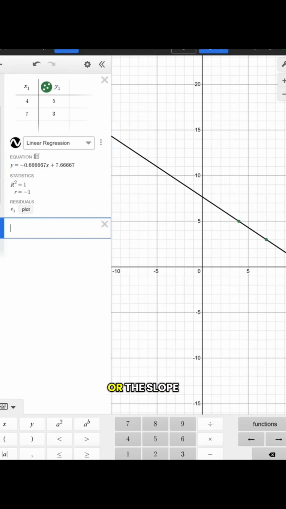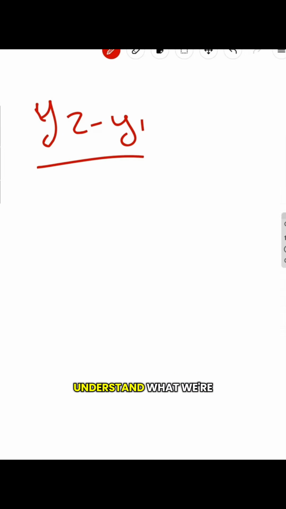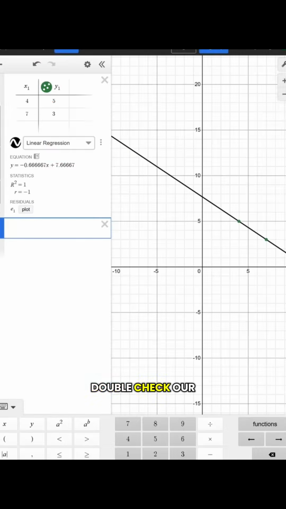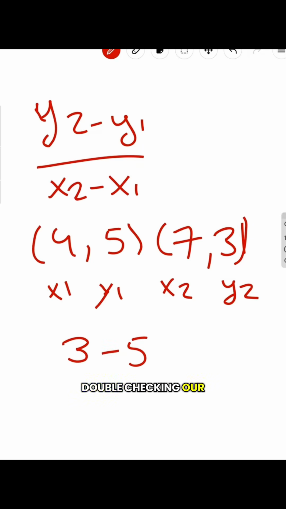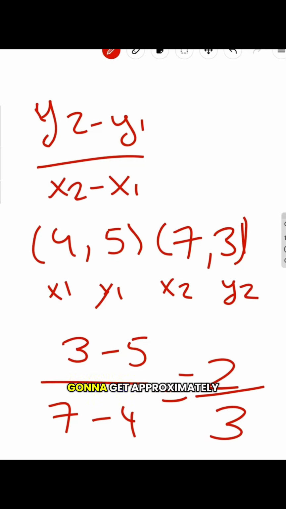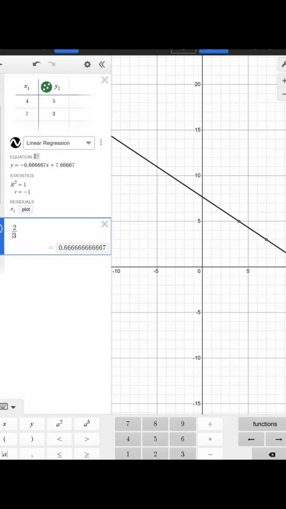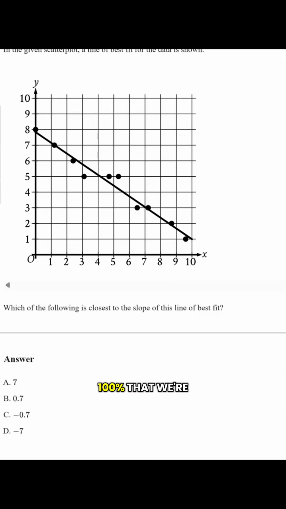And of course, the m or the slope value that we're given here is about -0.7, which we did see as an answer choice. But let's say we want to actually understand what we're doing and maybe just double check our work. Typically, we'll use this formula and just plug in our points. So we could do that as a way of double checking our work. And as you can see, we're going to get approximately the same answer. So that's how we can know 100% that we're correct.